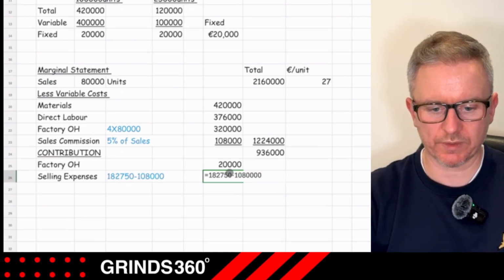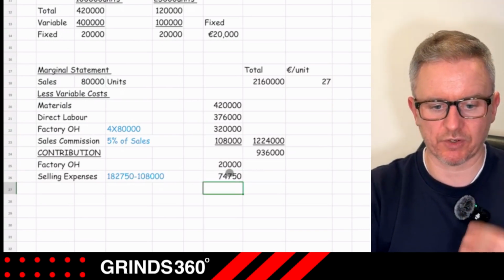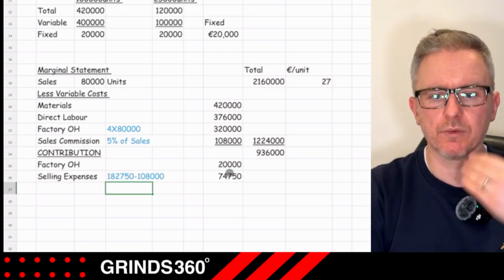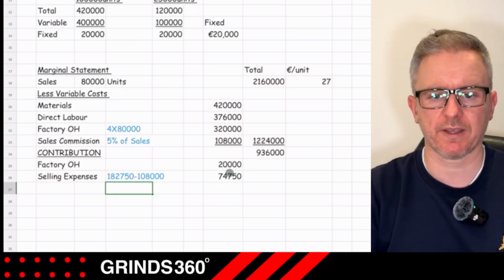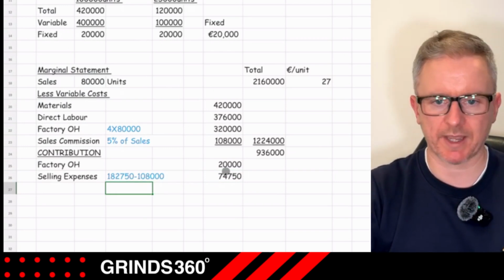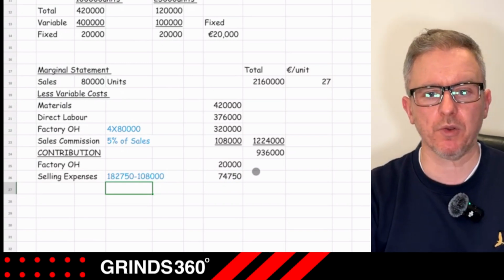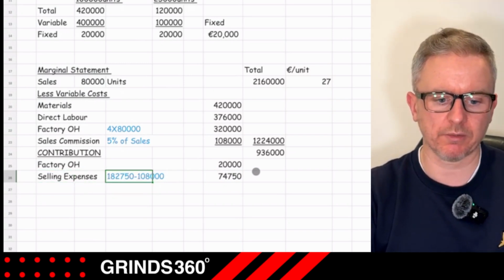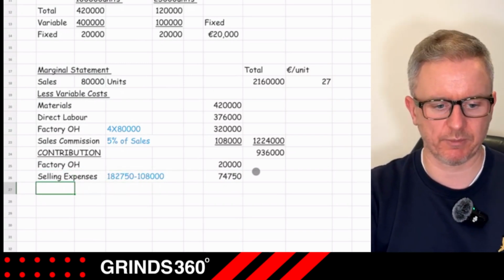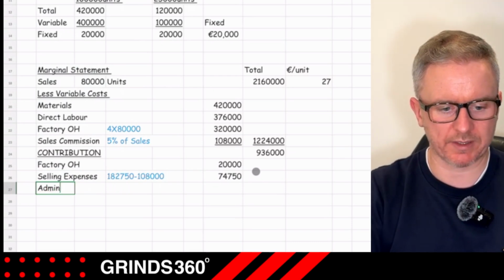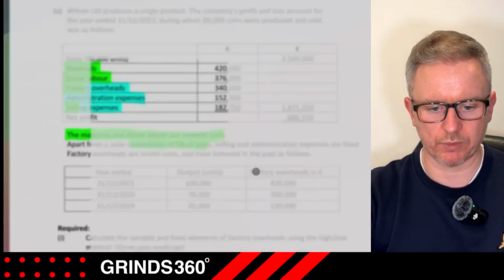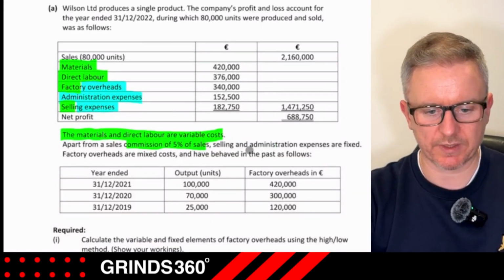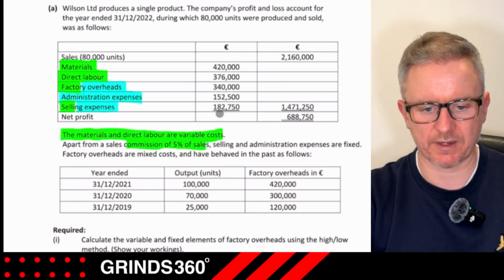So what you want to do is train yourself into that now, so that you're not going to miss that. If you are really methodical with how you produce these when you're practicing them, it'll be second nature on the day. Muscle memory alone will have you come along and go selling expenses minus the commission. And then your last part is the admin expense, which you were told was fixed. So they had said to us here that administration expenses are fixed. So the full 152,500.